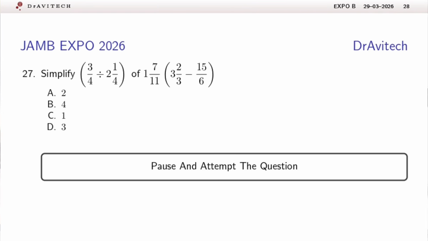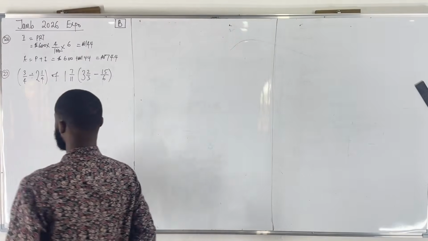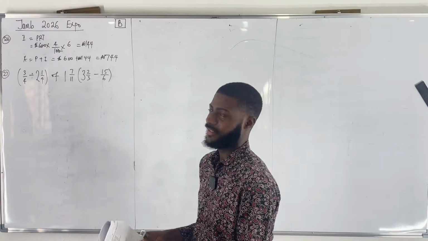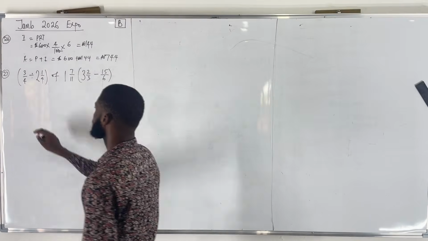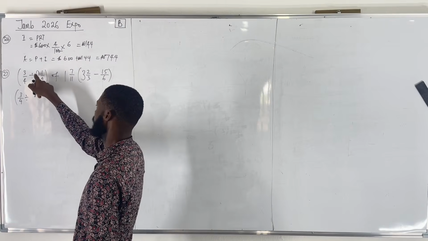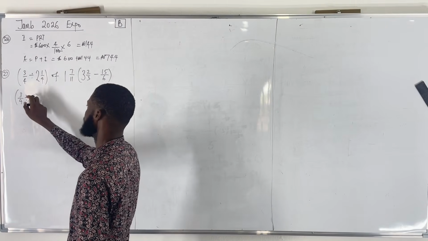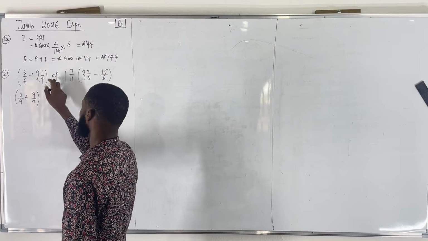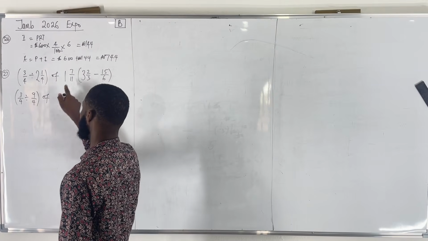So that's a fraction. We have 3/4 divided by 2 and 1/4 of 1 and 7/11, into 3 and 2/3 minus 15/6. Okay, that's easy, but it's just a little bit complicated. So this will be 3/4 divided by, let's change this. 4 times 2 is 8. 8 plus 1 is 9. So this is 9/4. Of means times, but let me still leave it like that.